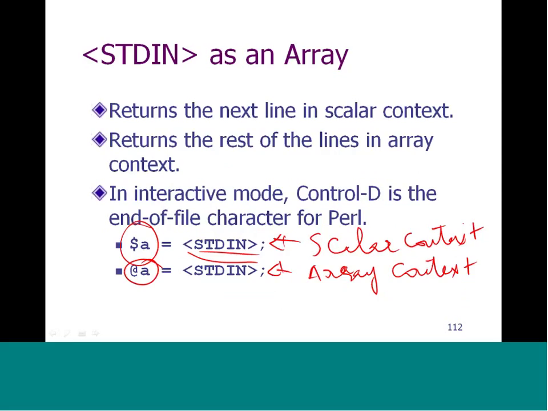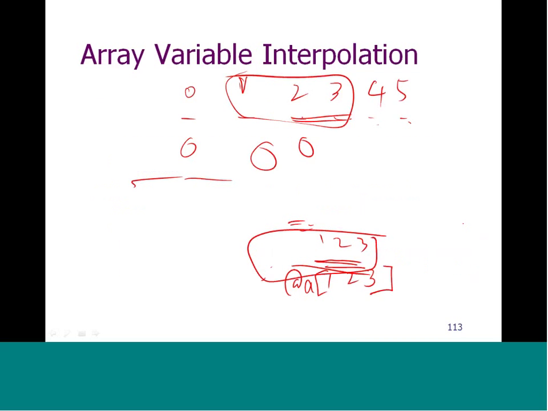Then we also looked at stdin as an array, because every variable has this scalar context and array context. If you specify dollar a equal to standard in, then that assumes a scalar context and it returns the next line. Whereas if you do at a equal to standard in, then it keeps getting line after line until we hit control D. So that is the array context.